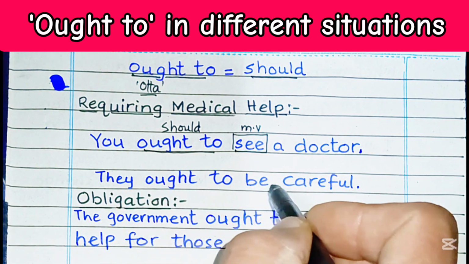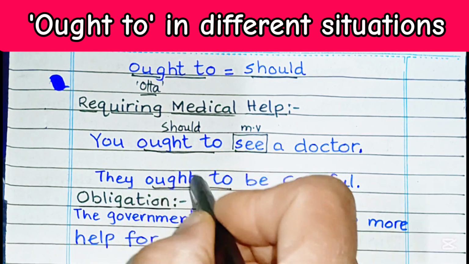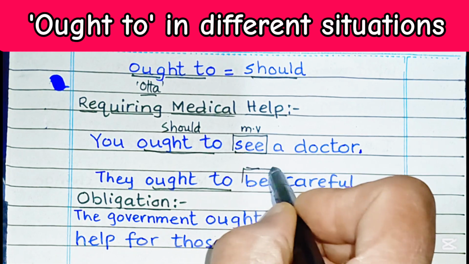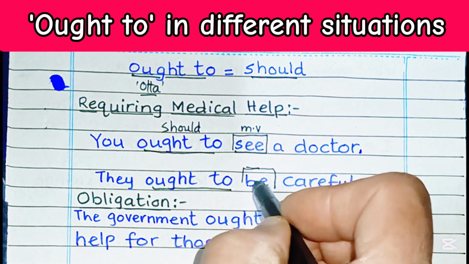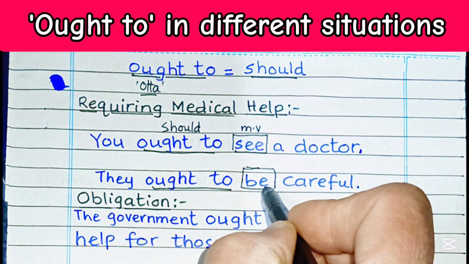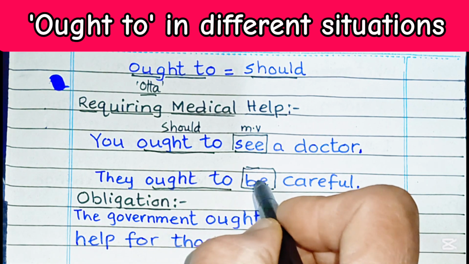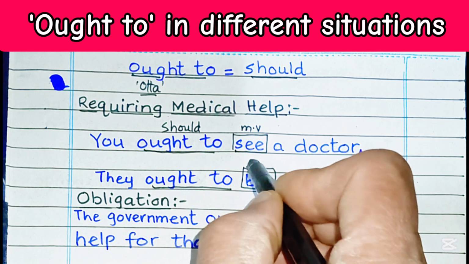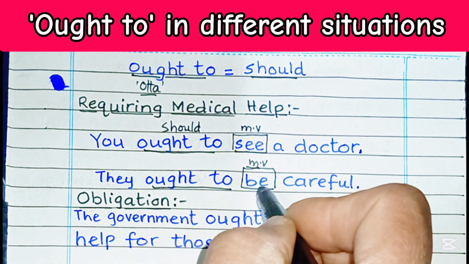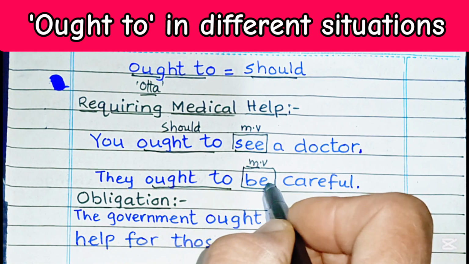They ought to be careful. They ought to, or they should be careful. The verb be is often used with ought to. So this is the main verb over here. So they should be careful or they ought to be careful. Both give the same sense.